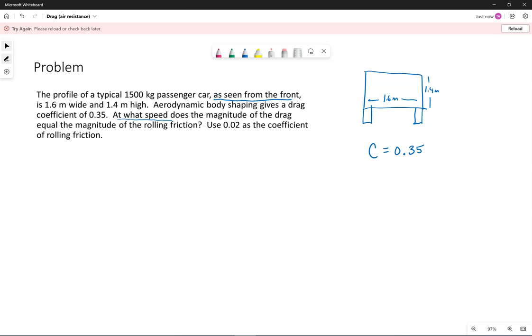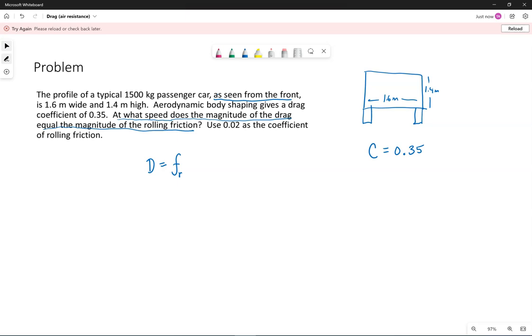So this is a little different in that we're not looking at the acceleration, we're not looking at whether or not the car's traveling at a constant speed. If we put this statement in equation form, we want to know when the drag force, the magnitude of it, will equal the rolling friction force.